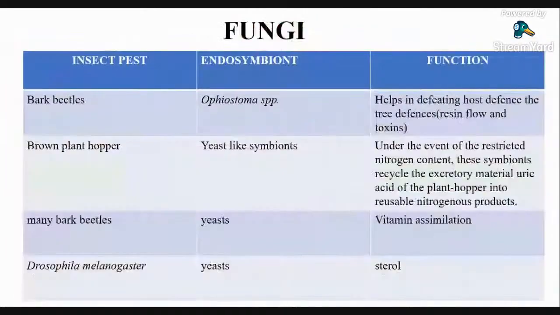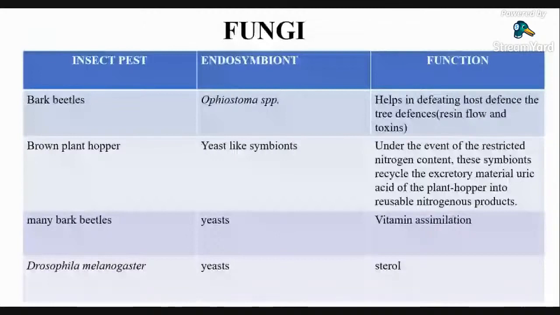Next one, some examples of fungal endosymbionts. Insect pest: bark beetle, endosymbiont Ophiostoma species. Function: they help in defeating host defense, the tree defense. Next one, brown planthopper. Endosymbionts: yeast-like symbionts. The function of the yeast-like symbionts is that under restricted nitrogen content, these symbionts recycle the excretory material, uric acid, of the planthopper into reusable nitrogenous products.